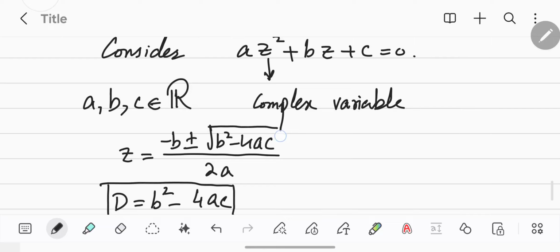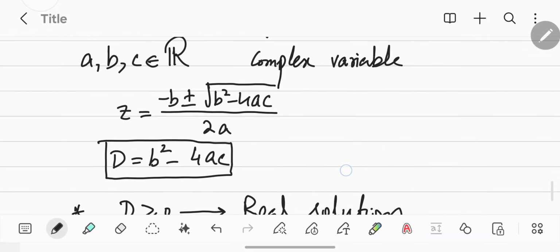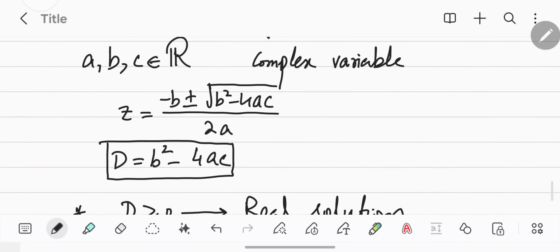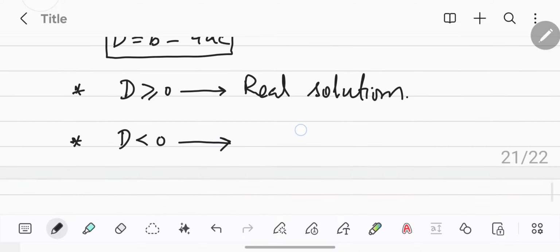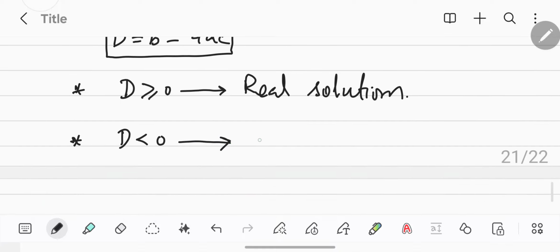When anything inside the square root is positive or non-negative, that means you cannot get iota or the complex number. You can only get the complex number when the thing inside the square root is negative. If inside the square root we have a negative number, then the solutions are complex.